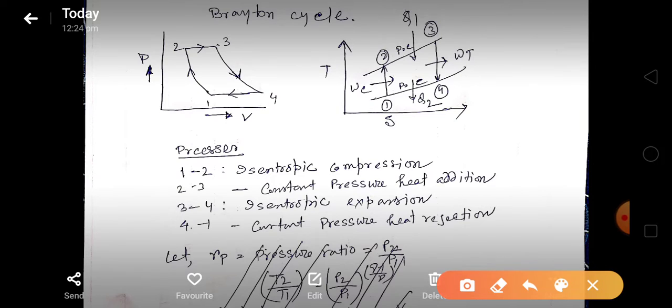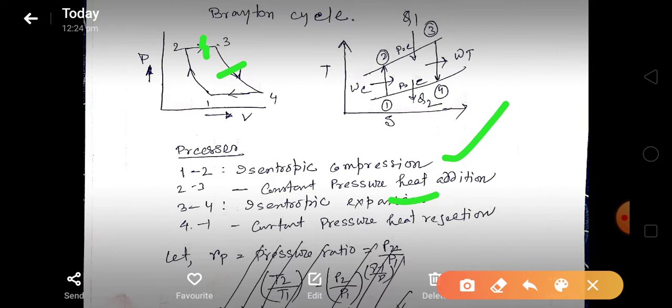This cycle also has 4 steps. Number 1, from 1 to 2, is isentropic compression. Number 2, from 2 to 3, is constant pressure heat addition. So in this step heat is added or fuel is injected into the gas turbine power plant. Now 3 to 4 is the isentropic expansion.